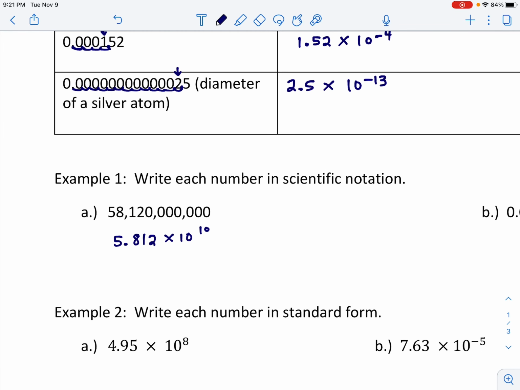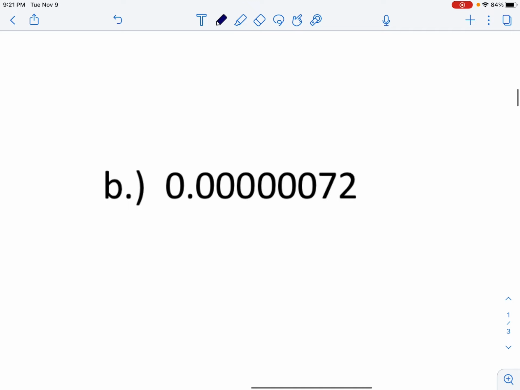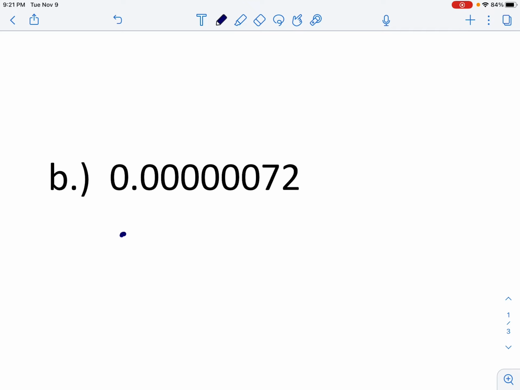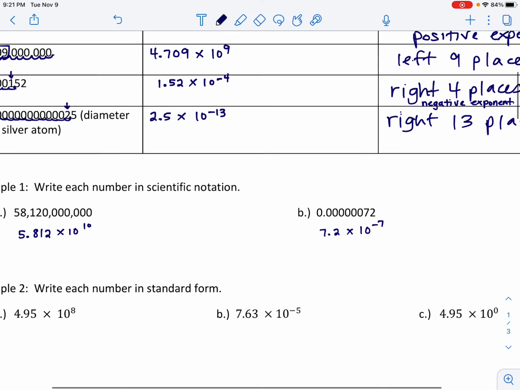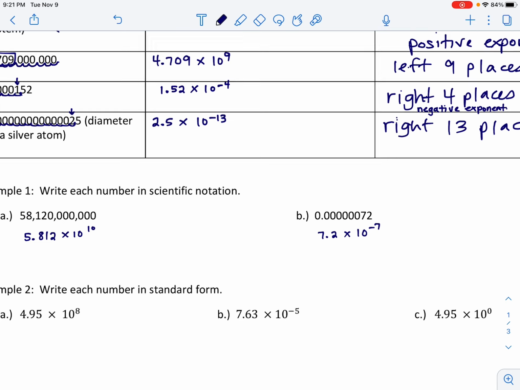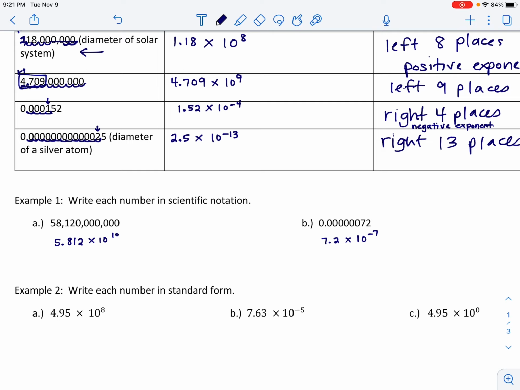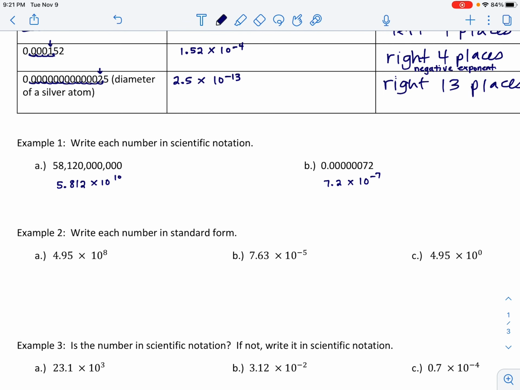All right, so I got 5.812 times 10 to the 10th power. And for B, I got 7.2 times 10 to the negative 7 power. If you didn't get those answers, go back and check and see what you did wrong. Did you count wrong? Did you not put your decimal point in the right place? Go back and check those.